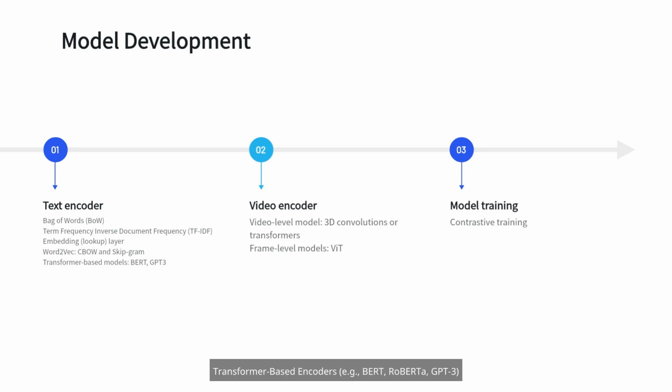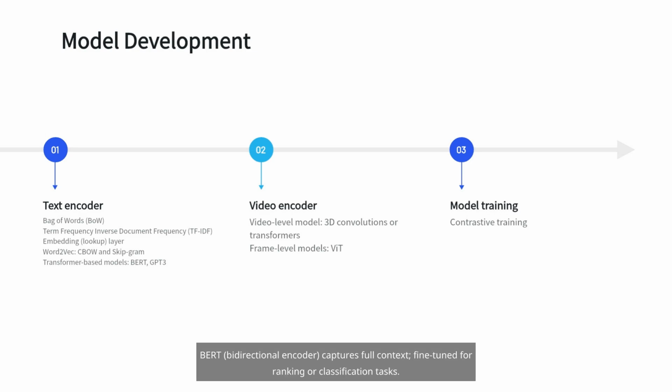Transformer-based encoders, e.g., BERT, RoBERTa, GPT-3. Utilize self-attention to model contextual dependencies across tokens. BERT, bidirectional encoder, captures full context, fine-tuned for ranking or classification tasks. GPT family models are generative and suitable for tasks like query reformulation or summarization. Fine-tuning on domain-specific data, e.g., YouTube metadata corpus, significantly boosts performance.